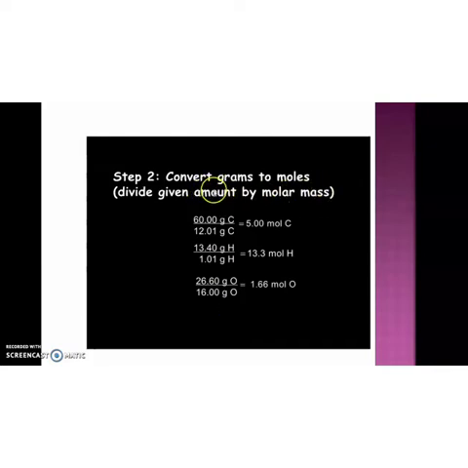Next step is the gram is converted to moles. For example, how to convert into moles: mass in gram divided by gram molecular mass. So carbon mass is given as 60 gram and carbon molecular mass is 12. So 60 divided by 12 is around 5 moles.